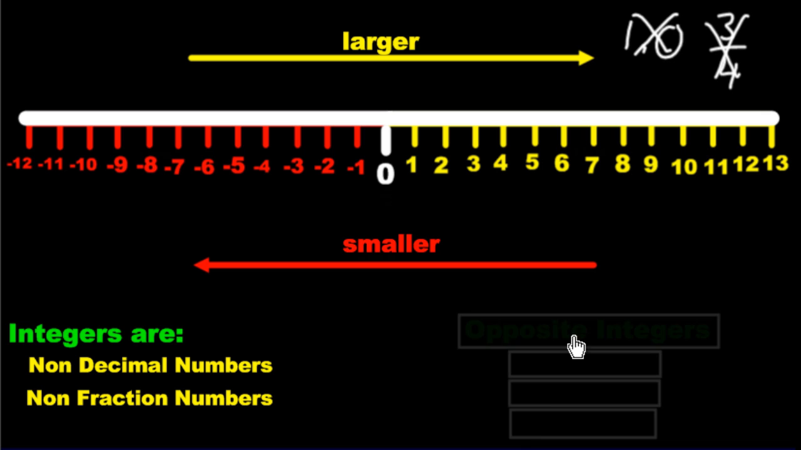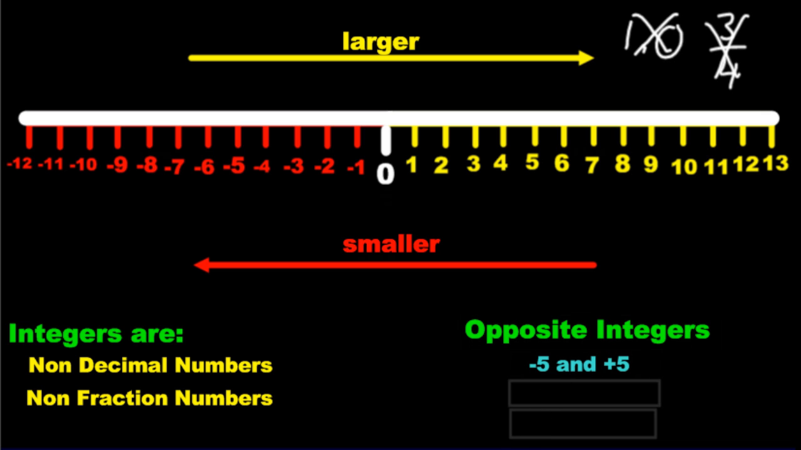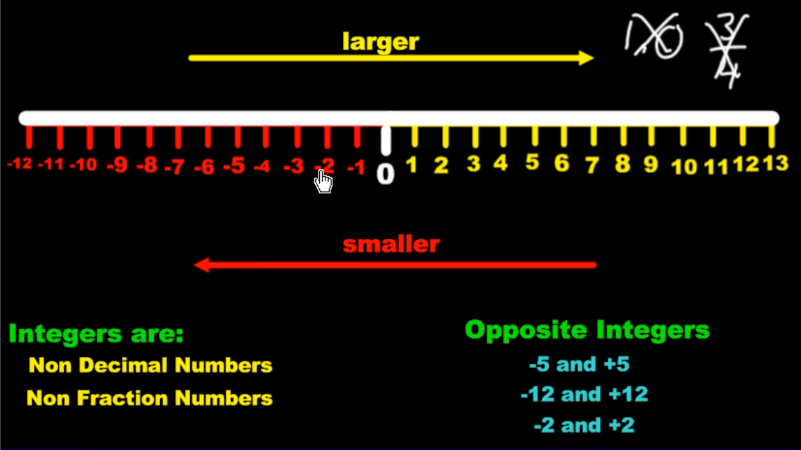Now what are opposite integers? -5 and +5, they're opposite. -12 and +12 are also opposite integers. -2 and +2 are also opposite integers, and I'll leave the definition up to you and how to explain what opposite integers are.